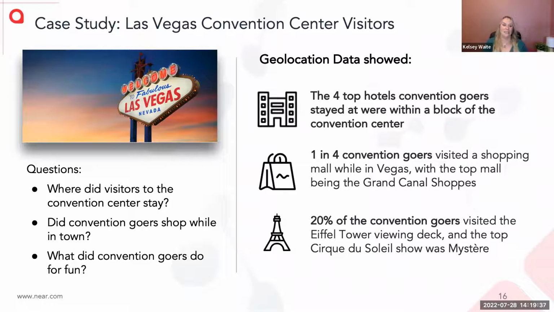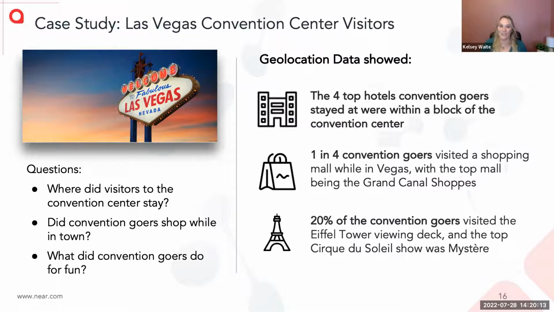So questions that we asked ourselves were, where did visitors to the convention center stay? Did the convention goers shop while they were in town? And what did convention goers do for fun outside of just going to the convention? The top 4 hotels that convention goers stayed at were within a block of the convention center, so easily walkable. 1 in 4 convention attendees visit a shopping mall while in Vegas, with the top mall being the Grand Canal Shops, which is also one of the closer ones to the convention center.